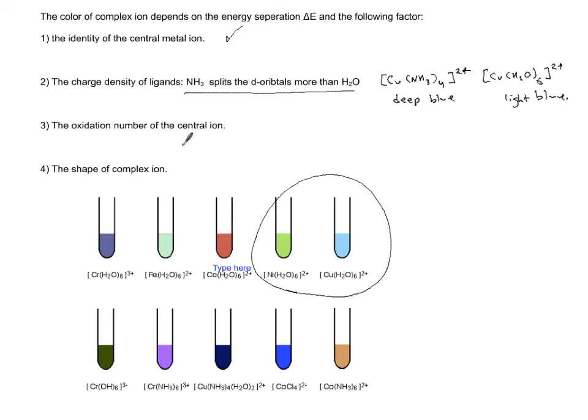Oxidation number is important. Then again, you can look at some of these examples, but for example, Fe2+ is green and Fe3+ is brown. Shape of the complex ion is important. There are a few shapes that you should know.